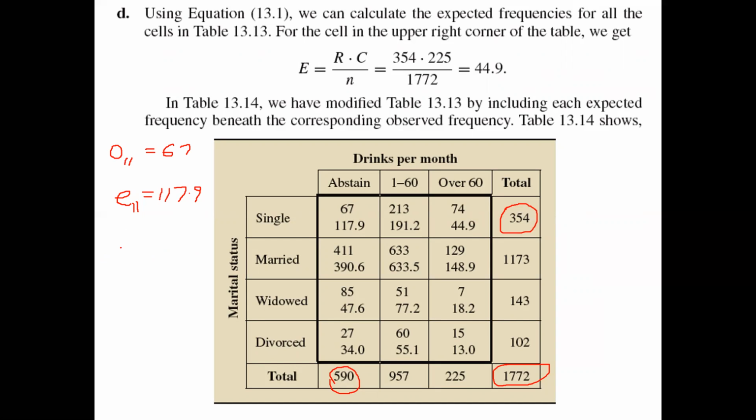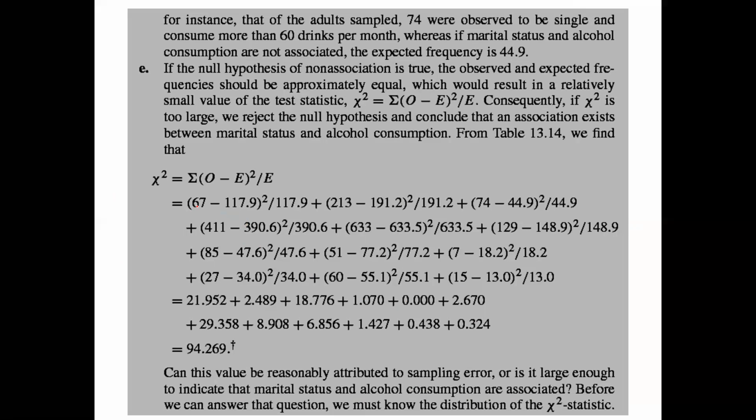We have to calculate the first value of the chi-square statistic: 67 minus 117.9, whole square, divided by the expected one, 117.9. This number is the first value of the chi-square statistic. In the same way, you have to calculate 12 values of the chi-square statistic, and then the total of all of these chi-square values is to be found out. This total is represented here: the first observed frequency 67 minus first expected frequency 117.9, whole square, divided by 117.9, and so on.